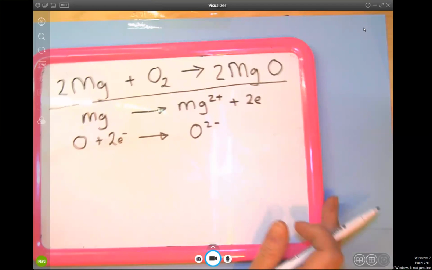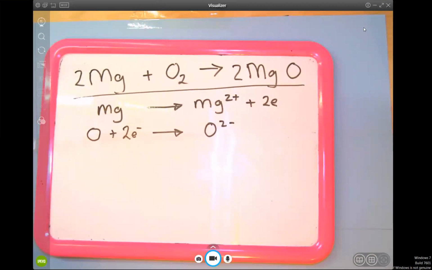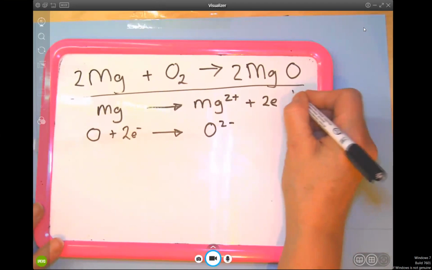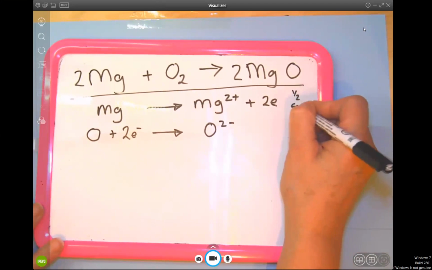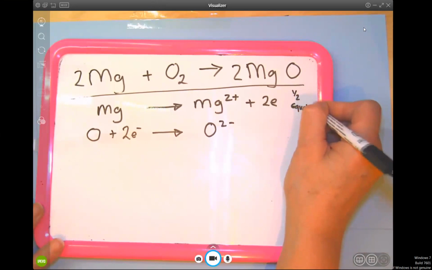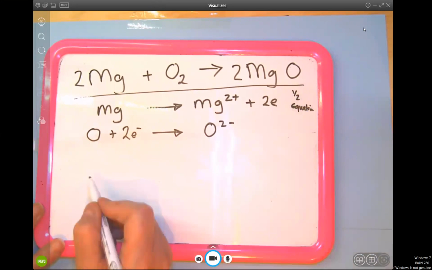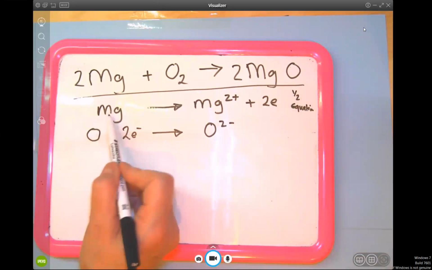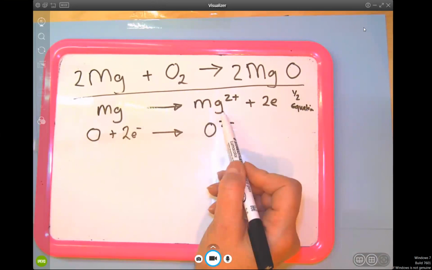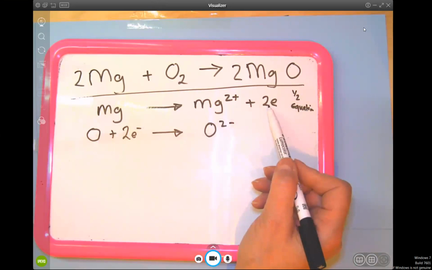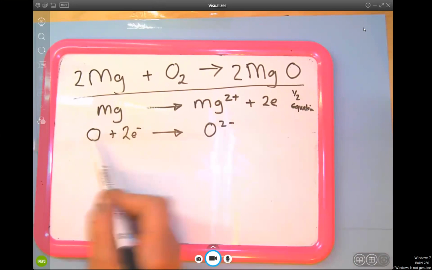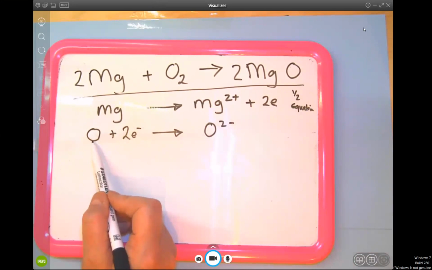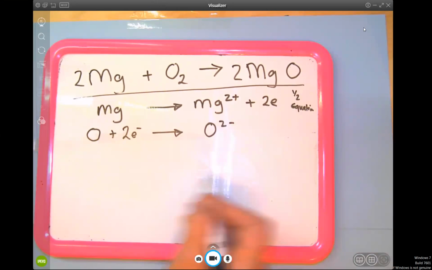Okay, so I've just rewritten those two equations again that have got the electrons in. And because they've got the electrons in, we call these half equations. So magnesium atom goes to a magnesium ion and 2 electrons. Those 2 electrons are captured by the oxygen. So oxygen captures those 2 electrons and becomes an oxygen ion.